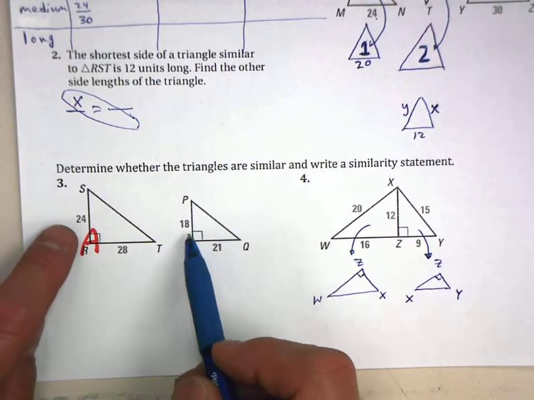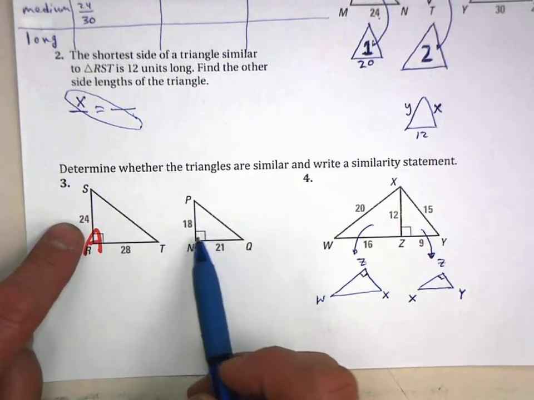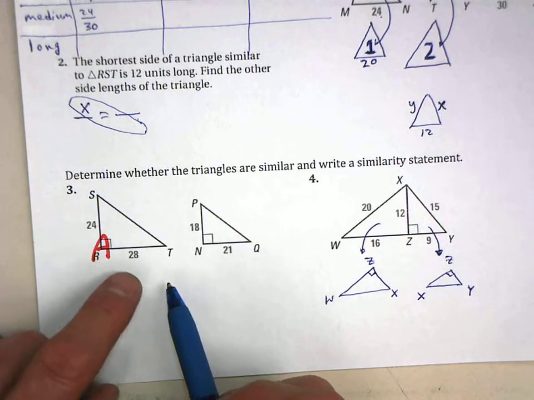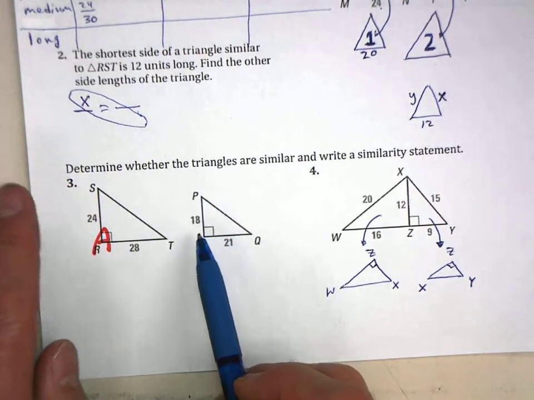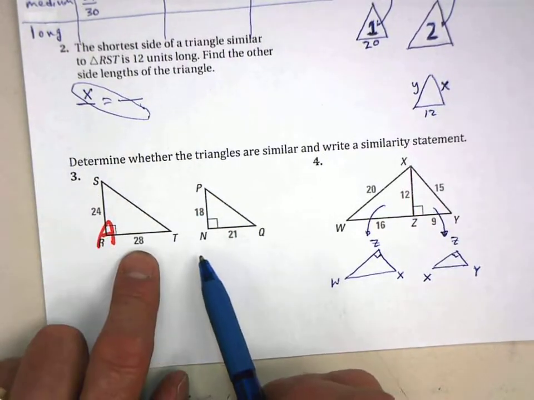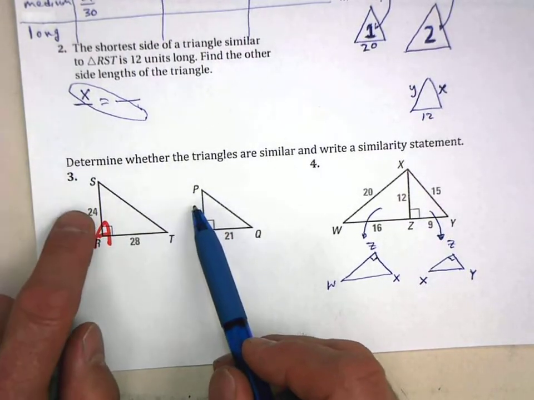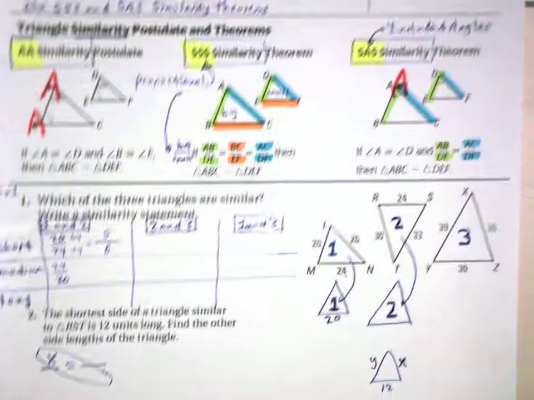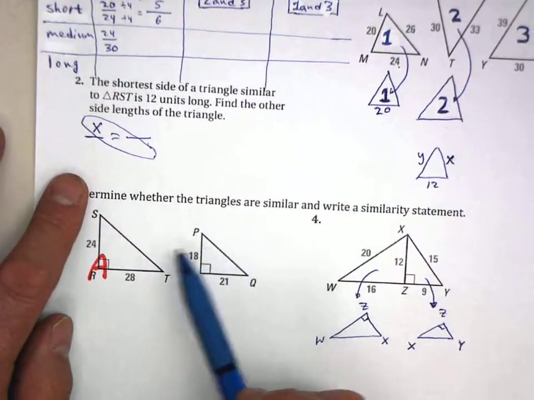So back down here, what you need to do is create a proportion. So I would say 24 over 18, and we're asking the question, does that equal 28 over 21? So see what I'm doing? I'm going from left to right. 24 over 18, does that equal 28 over 21? And if so, then these two pairs of sides have the same ratio, and you would therefore be able to use your side angle side similarity to prove that these two triangles are similar.